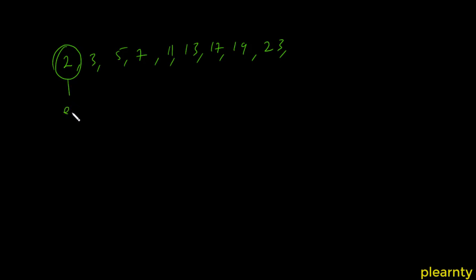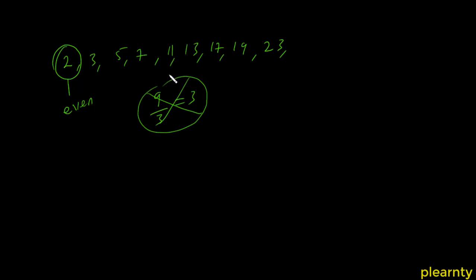Apart from 2, that is an even number. Even numbers are numbers that can be divided by 2 without any remainder. So apart from 2, every other prime number is an odd number, but not all odd numbers are prime numbers. For example, between 7 and 11, we have an odd number, and that is 9. But because 9 can be divided by 3 to give 3, 9 is not a prime number. We also have 15, we have 21, they are not prime numbers.